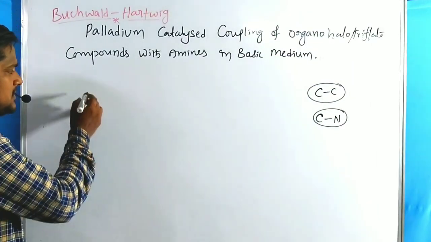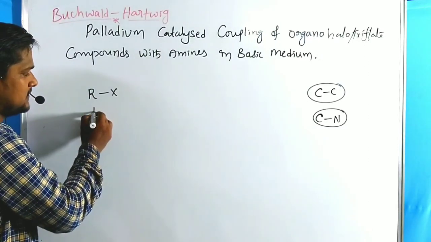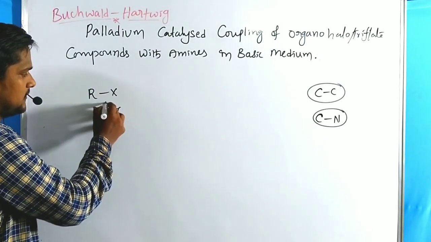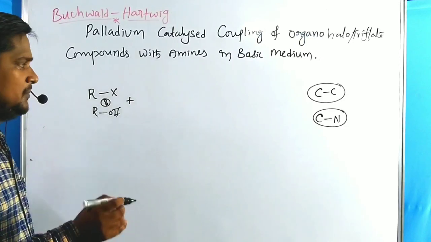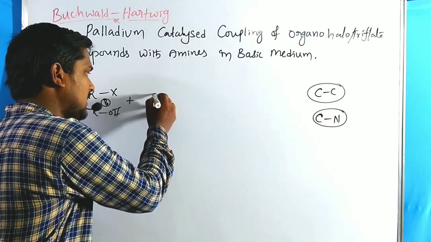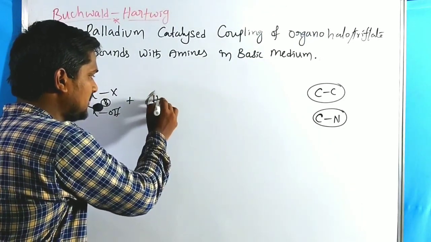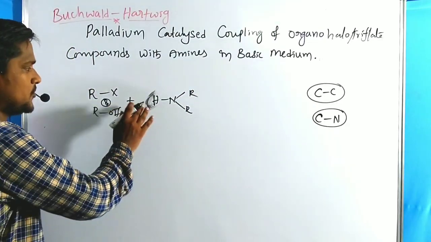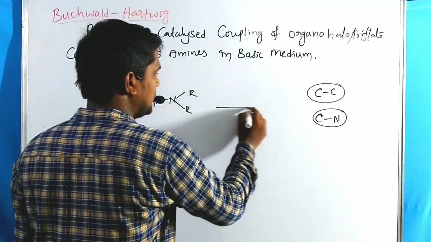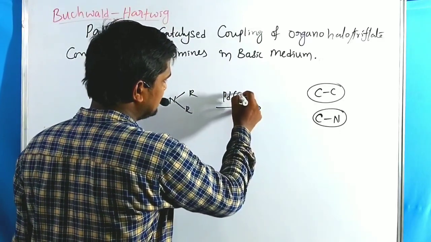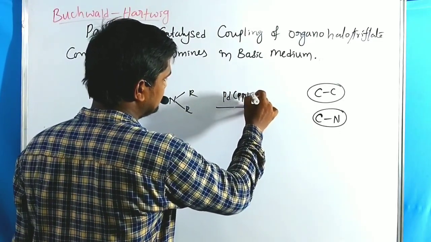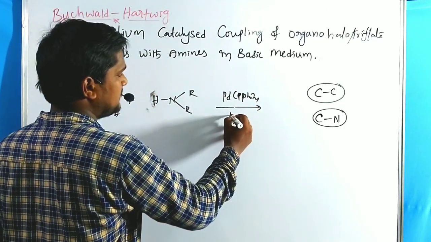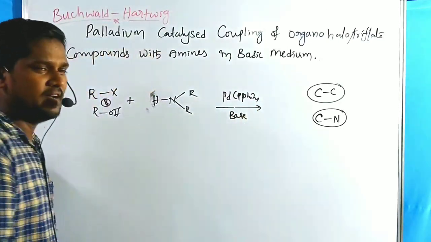Now the general representation: RX or R triflate with the help of proton containing amines. This is the minimum requirement, so at least one proton is required. So proton containing amines in presence of a palladium catalyst, as well as a base, in presence of a base.